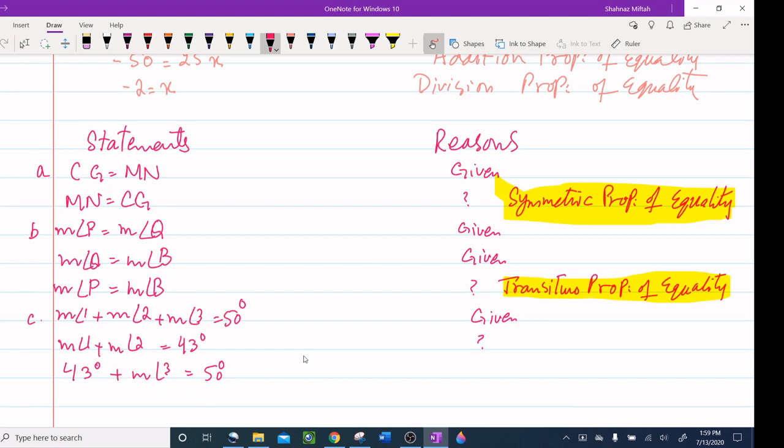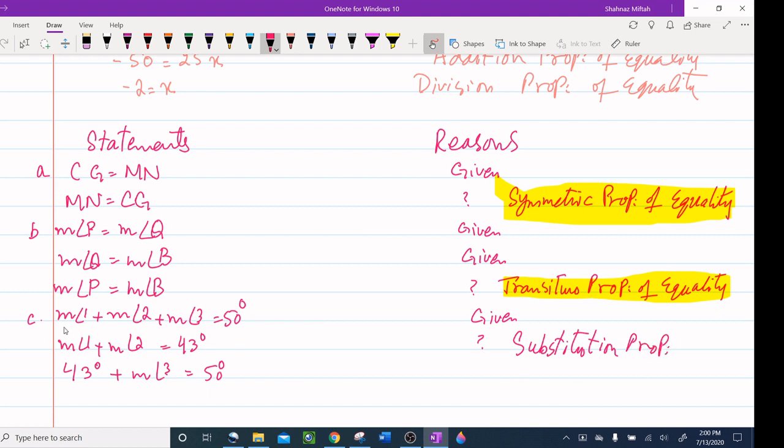If you look at it, what does this mean? What happened here? Angle 1 plus angle 2 is equal 43, right? And then 43 plus angle 3 is equal 50. So if you pay attention, all we did was the substitution property, right? We did substitution property.